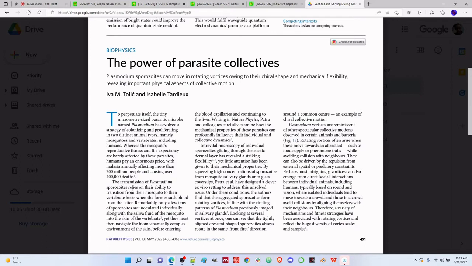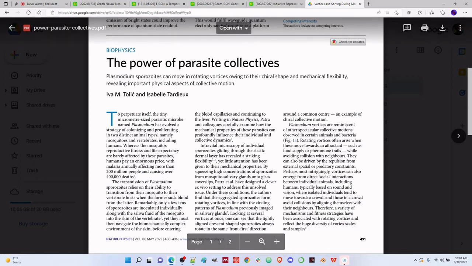The transmission of Plasmodium sporozoites relies on their ability to transition from their mosquito to their vertebrate hosts. So when the mosquito eats vertebrate blood, they're infecting the mosquito, and then they get transmitted to a vertebrate. And so they move between these two different types of organisms, these two different groups, quite effortlessly. Remarkably, only a few tens of sporozoites are inoculated individually, along with the saliva fluid of the mosquito. So they basically have a very small founder population that moves into the infected individual, and then they proliferate from there. And so they enter the blood capillaries and continue to the liver.